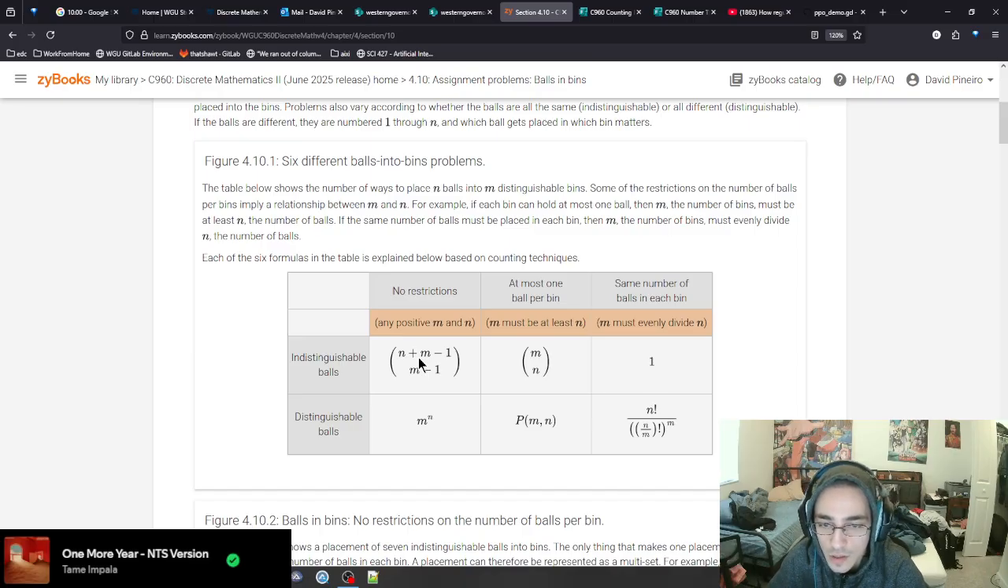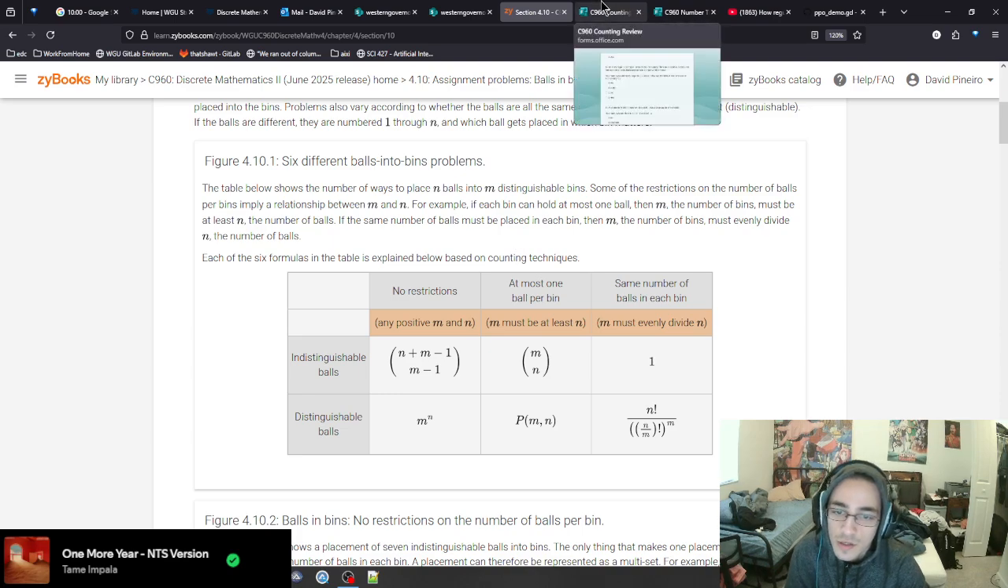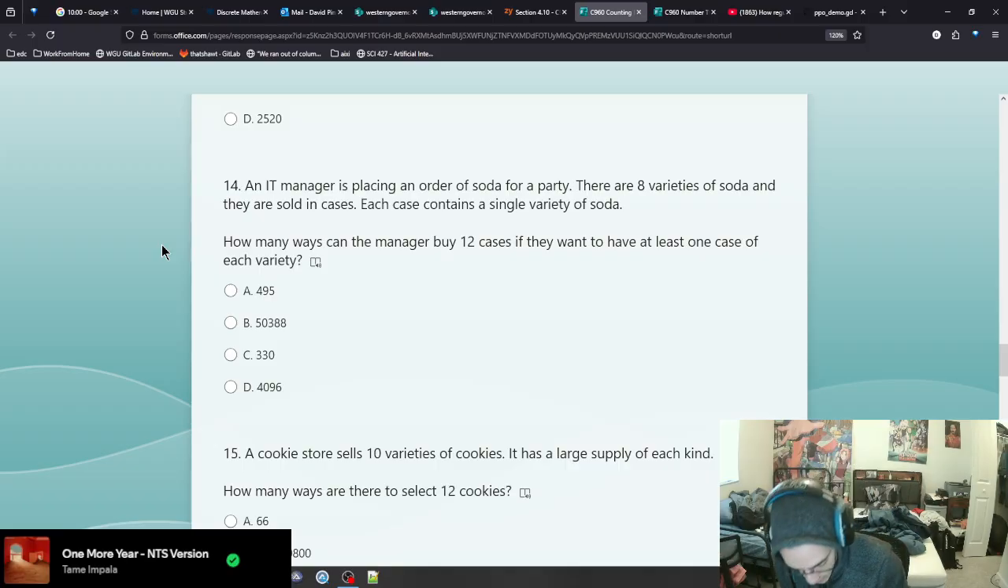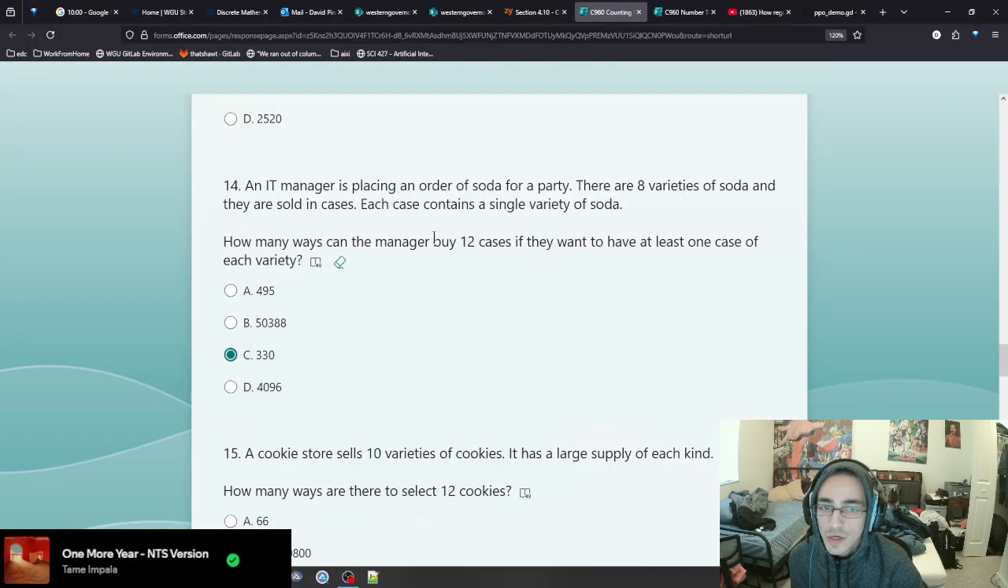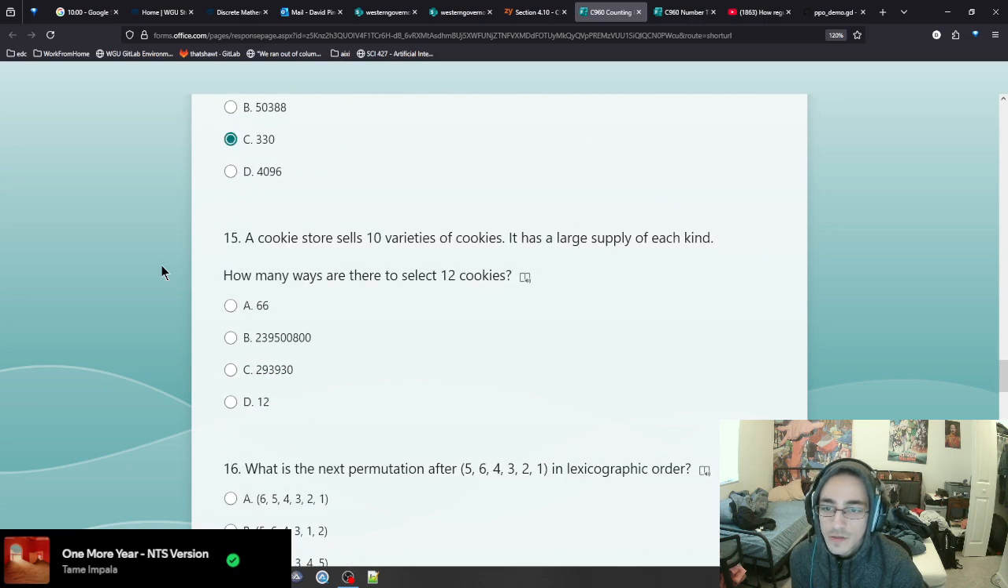So, okay, so we add a -1. Okay. I'm gonna try that. So I got this thingy. We got the bins -1. I got 330. 330. M is bins. Yeah, we got 8 bins. 4 balls left. Okay, that makes sense.